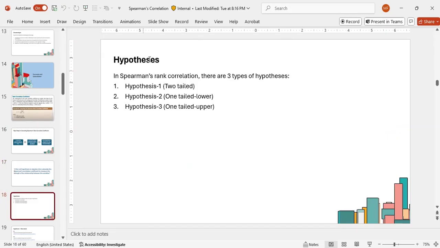Moving forward, hypothesis. In Spearman's correlation coefficient, there are three types of hypothesis. First hypothesis, that is two-tailed. Second hypothesis, that is one-tailed but moved in the lower direction, so we say one-tailed lower. And third hypothesis is one-tailed and upper.